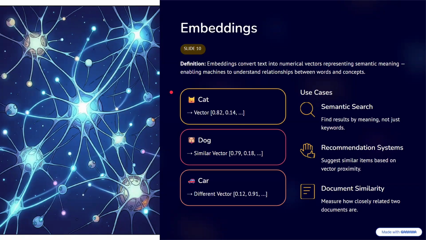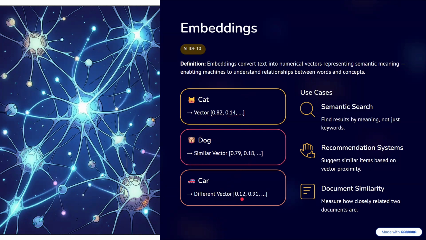So now we discuss embedding. Embedding converts text into a numeric vector representing semantic meaning, enabling machines to understand the relationship between words and concepts. Simply, what does embedding do? For example, we have the words cat and dog, which have similar vectors because they represent related concepts.